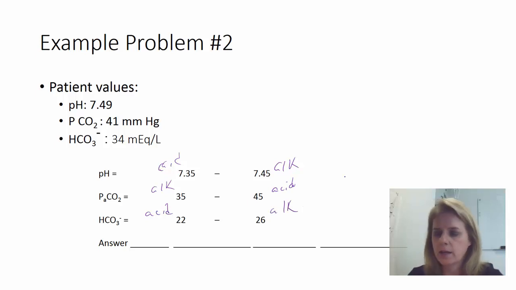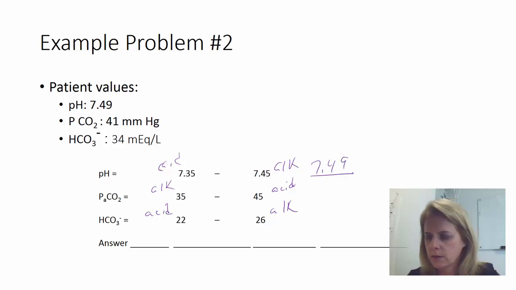All right, where's my pH again? 7.49, so it's outside the normal range. Where's my CO2 level? Within the normal range. Where's my bicarbonate level? Outside the normal range. So here, here, and here are our values. Step 1, look at your pH. Are you acidic or alkaline?